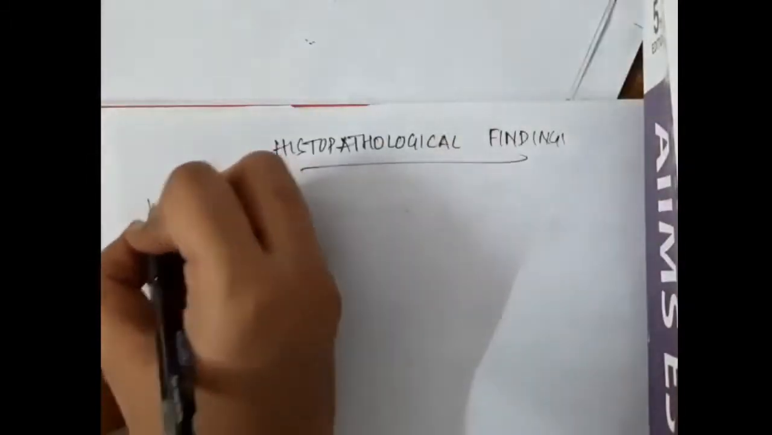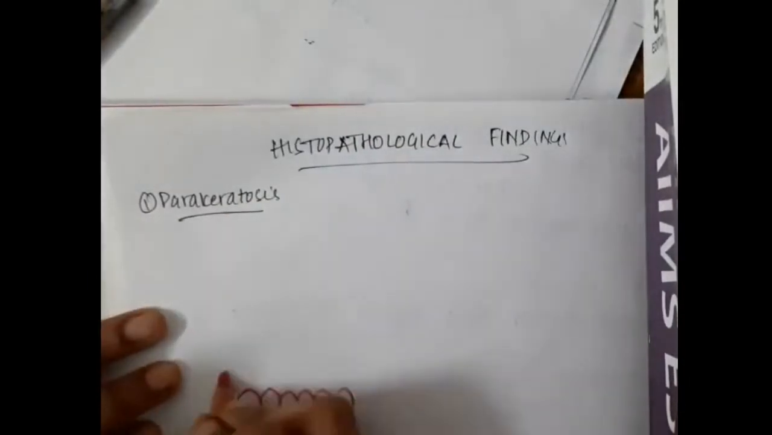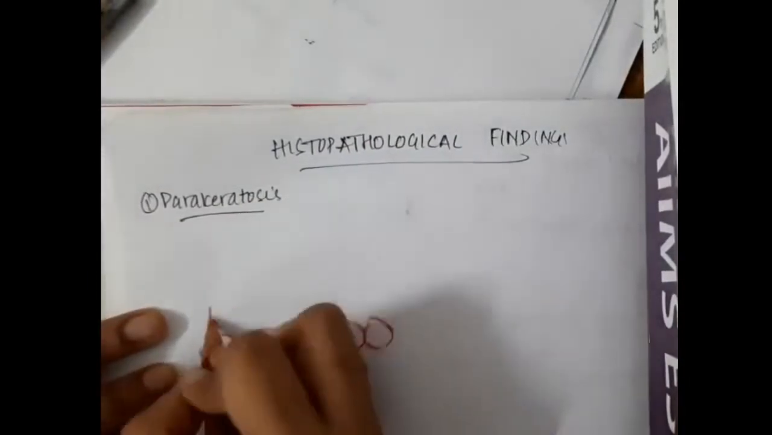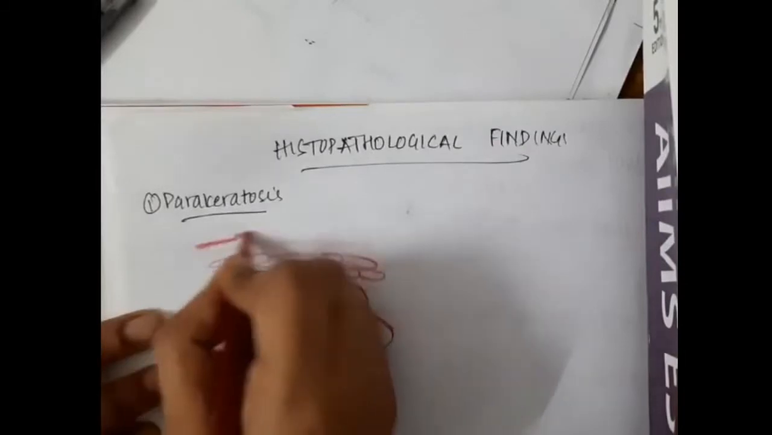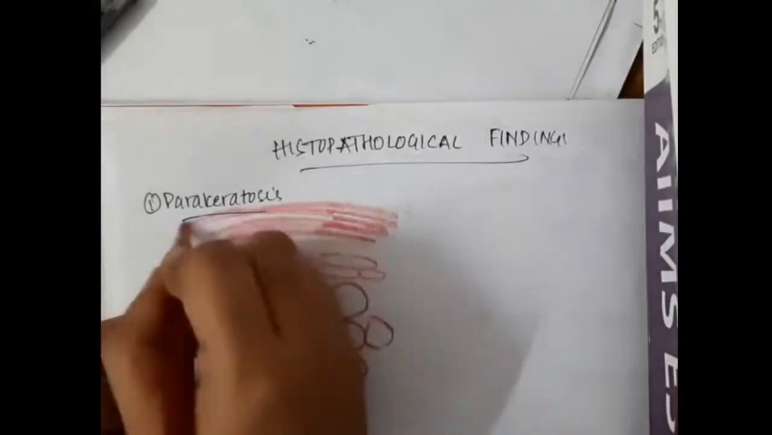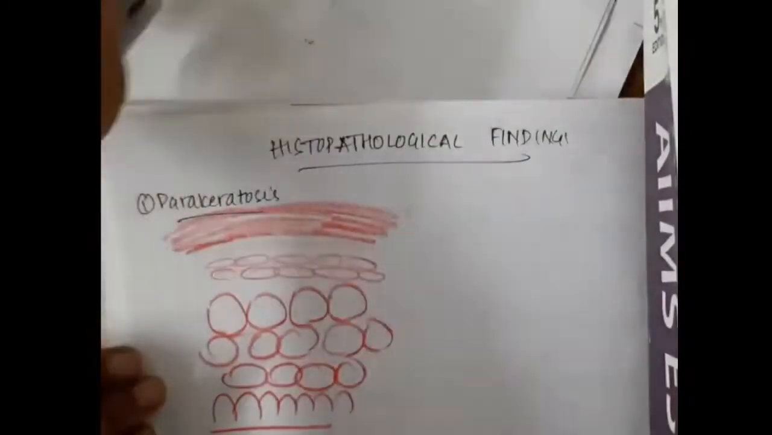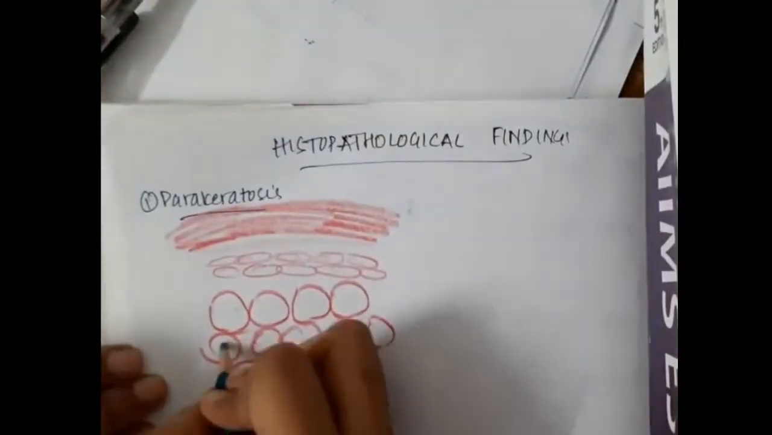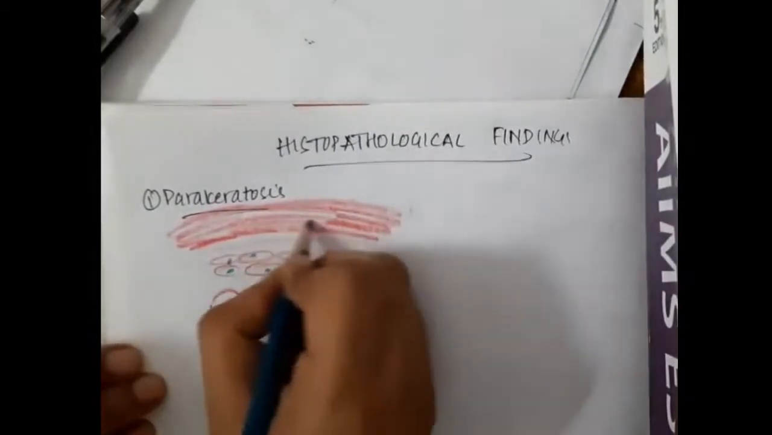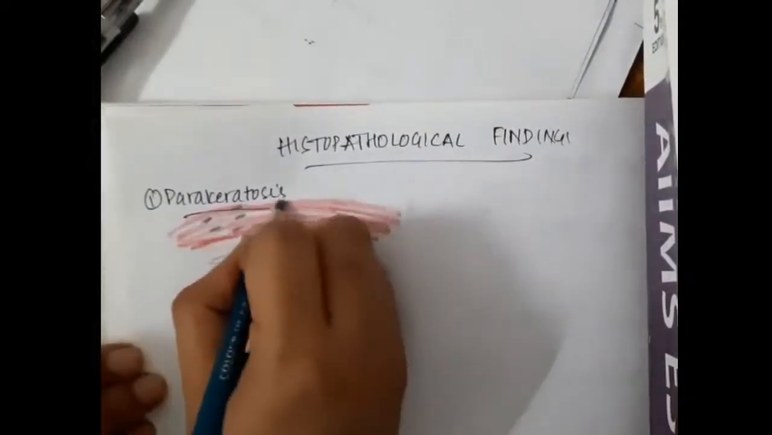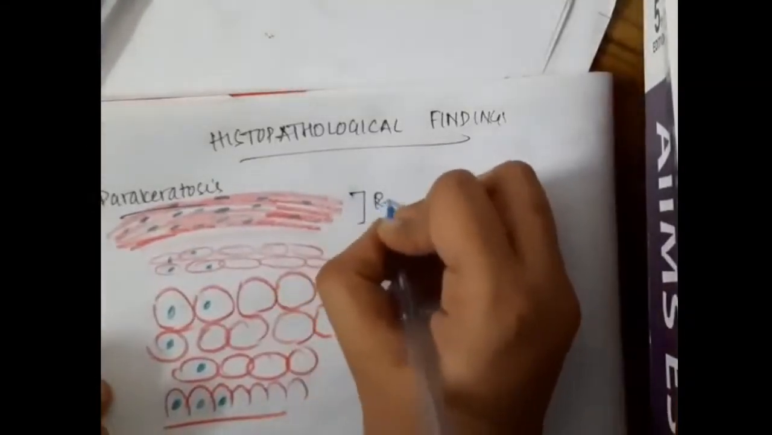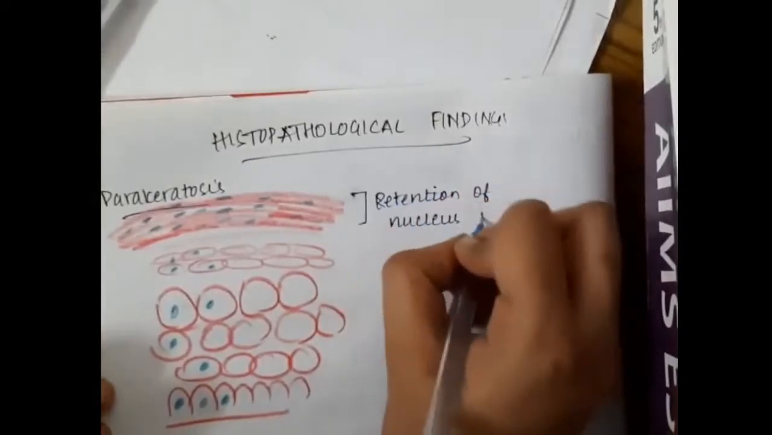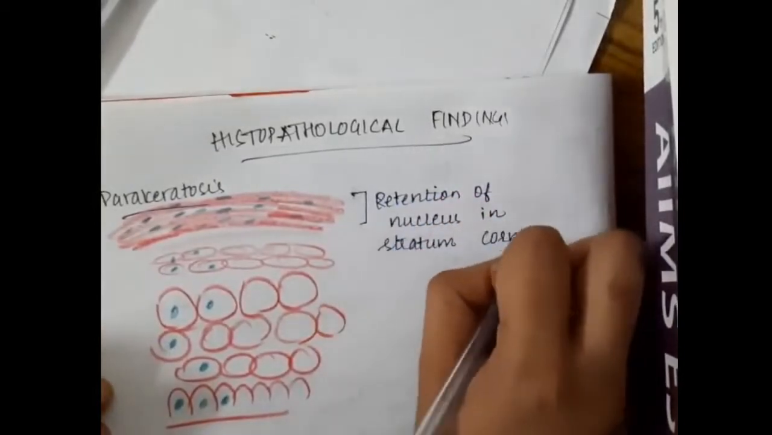In the histopathological findings, first we have parakeratosis. These are the layers: stratum basale, stratum spinosum, stratum granulosum, lucidum and stratum corneum. Normally in the stratum corneum you will not see the nucleus, but if the presence of a nucleus is seen in the stratum corneum, then we call it parakeratosis. Parakeratosis is retention of nucleus in the stratum corneum.